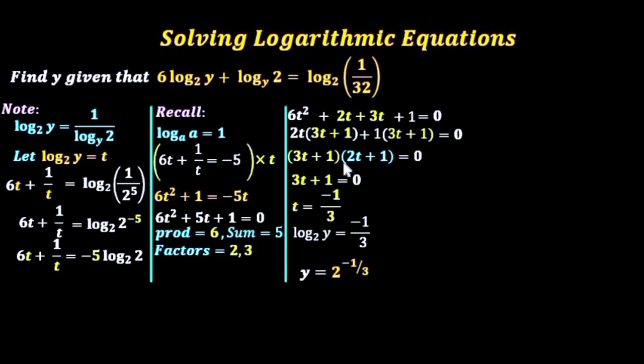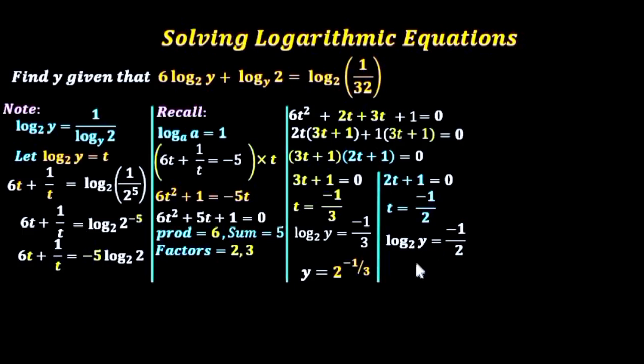The same can apply to this other part. So the next solution, we have 2t plus 1 is equal to 0. That means t is negative a half. Again, coming back to this point, t is log y base 2. And therefore log y base 2 is equal to negative a half. This in index form is 2 raised to power negative a half is equal to y. So we say y is equal to 2 raised to power negative a half.